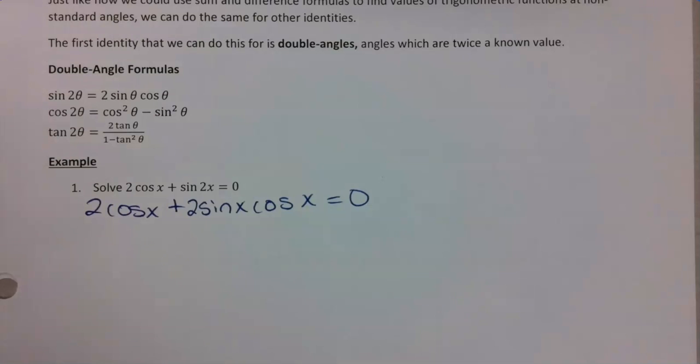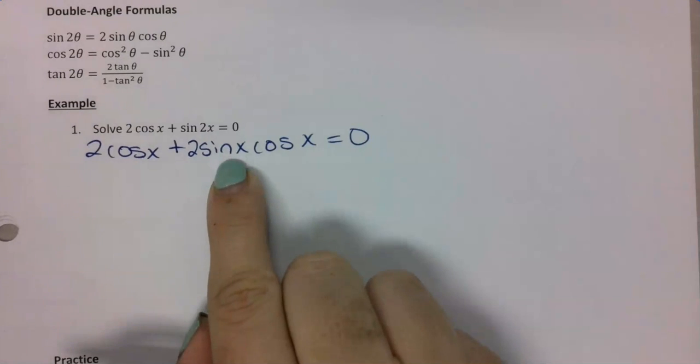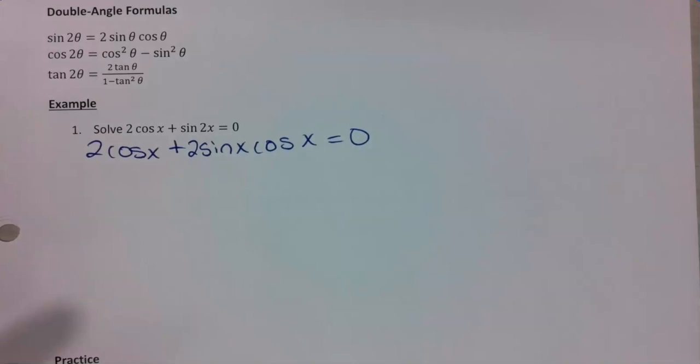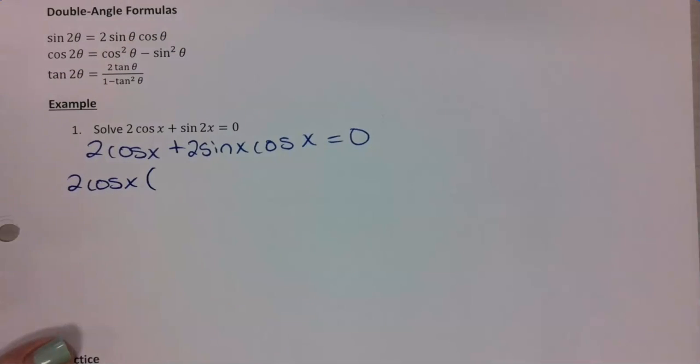Okay, and then how would I go about solving this one? Any ideas? I can't combine like terms because this cosine is being multiplied by a sine. Factor out the cosine. Just the cosine? Just the cosine x? 2 cosine x. Okay, so what do I get when I factor that out of my first term? And out of my second term?